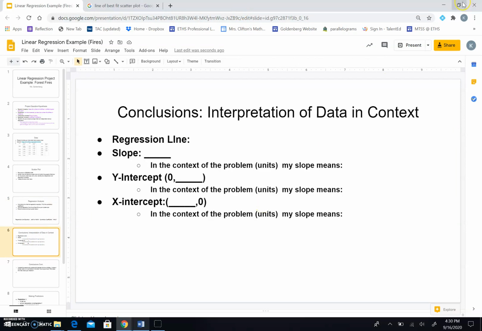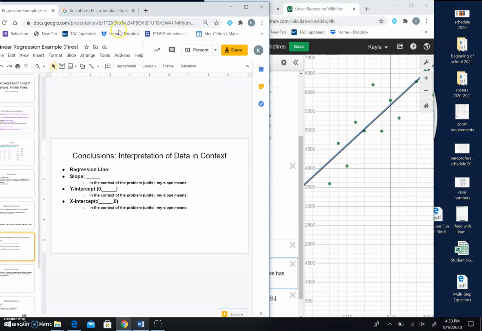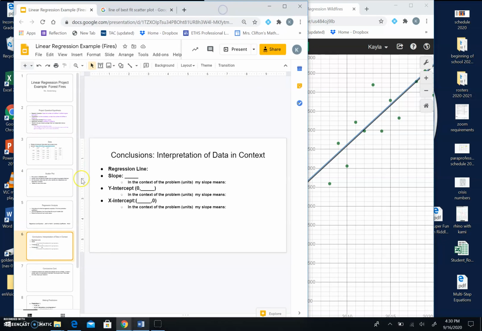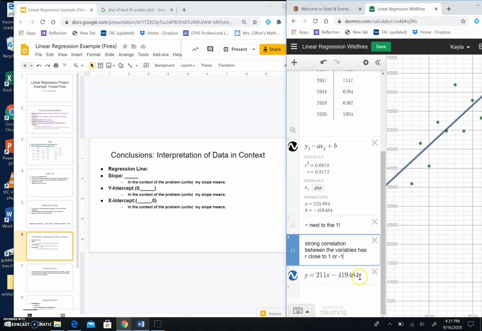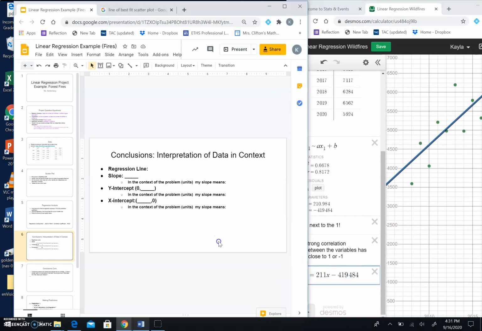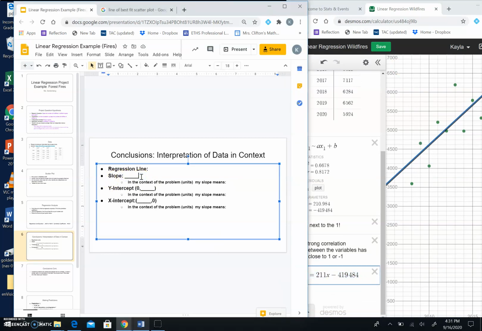Okay. So what we're going to be doing with those findings, you're going to be using your line, right? So here's my line over here. We're going to be using that line, that equation, to make some analyses. So my slope is 211. I'm going to say that that's kind of like 211 over 1, right?